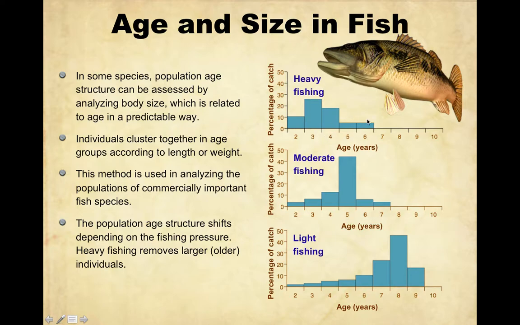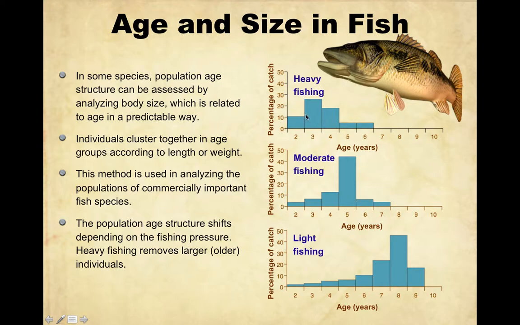you're going to see that most of the fish are actually going to be small, which means that they're going to be young because they're being fished so heavily that things don't have a chance to mature. In moderate fishing, you'll see some middle-aged fish, which means that they're not being overfished so quickly that the fish can't even get a chance to be of middle age, of reproductive age.